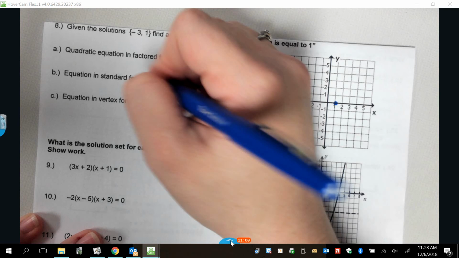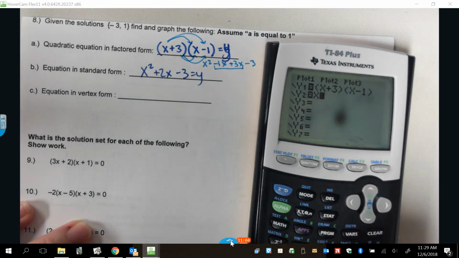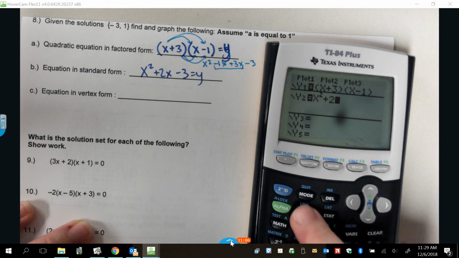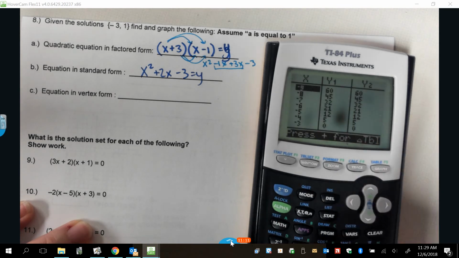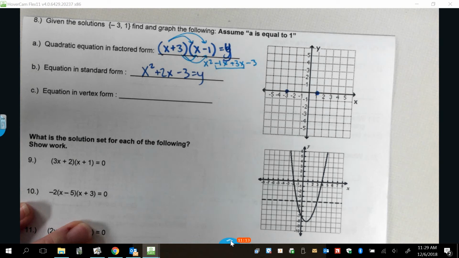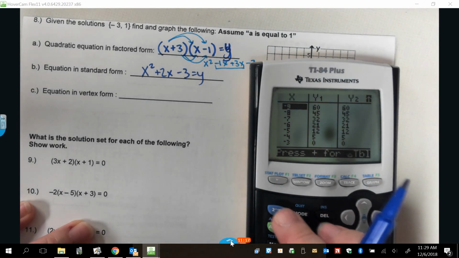Okay, y equals or equals y, doesn't matter. And I can double check that. So I get x squared plus 2x minus 3, second graph. All my y1s and y2s match, so that is correct. Okay, and then I want it in vertex form. Well, let's find our rainbow.